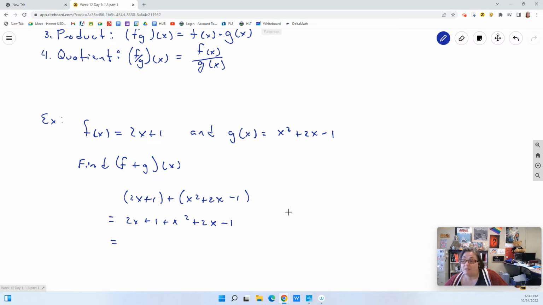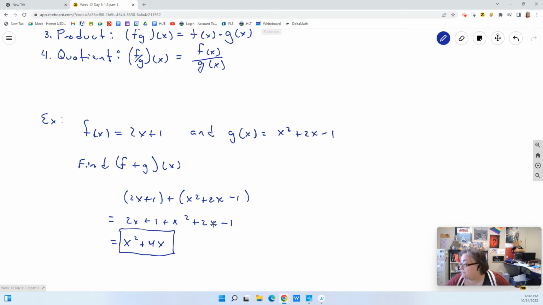And if you remember correctly, we always write these in terms of their powers. We do the higher powers first. So here I have x squared. Then I have two x terms, 2x plus 2x, that's plus 4x. And I have 1 minus 1, which is just 0. So this would be our final outcome on that. But we're literally just adding those two functions, right?